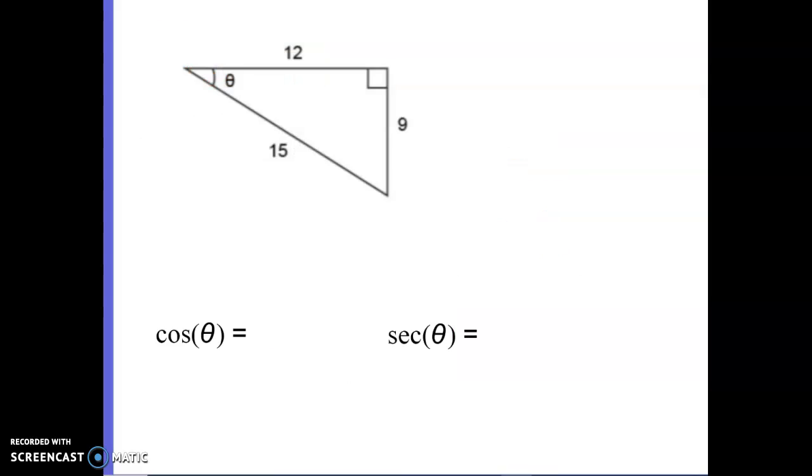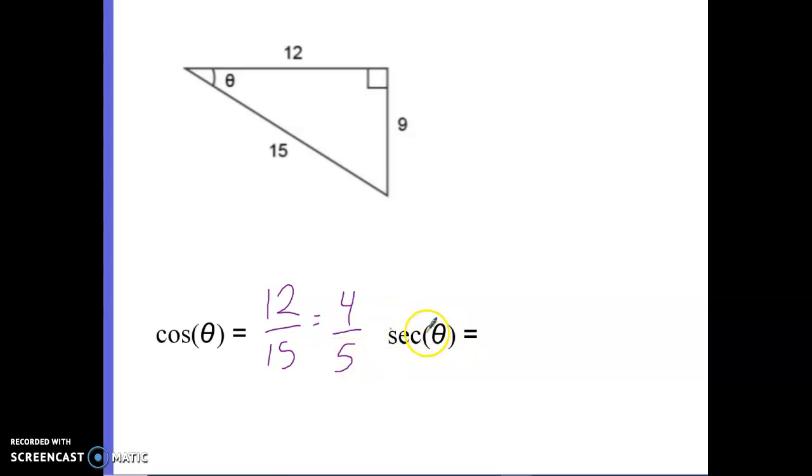All right, let's practice that one. We're going to use that same triangle. So cosine, adjacent over hypotenuse. Adjacent, you remember, is the side that's next to, but not the hypotenuse. So cosine of theta, adjacent, is 12. And then hypotenuse, the one across from the right angle, hypotenuse is 15. And we'll simplify that. 3 goes into 12 4 times. 3 goes into 15 5 times. So the cosine of our angle theta is 4 over 5.